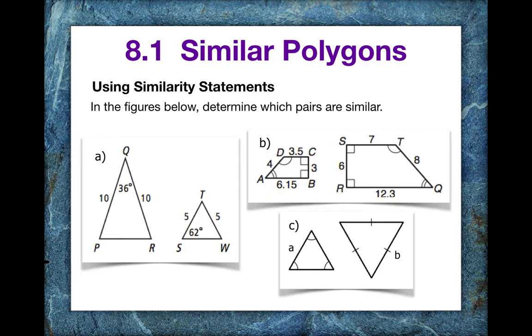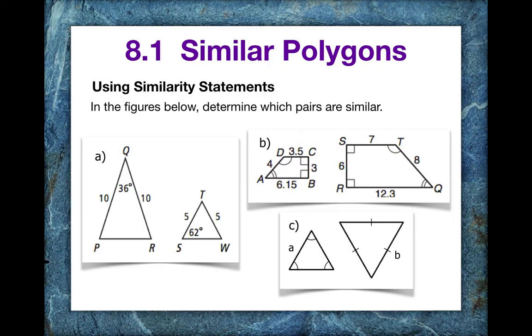Now let's take a look at some problems. For A here, let's say that we want to figure out whether these are similar. Well, right away we can see that this is an isosceles triangle and this is isosceles. Well, that's good. That means that we can scale 10 to 5, that's just times 1/2, and 10 to 5 by 1/2. So already we're in good shape there with two sides.